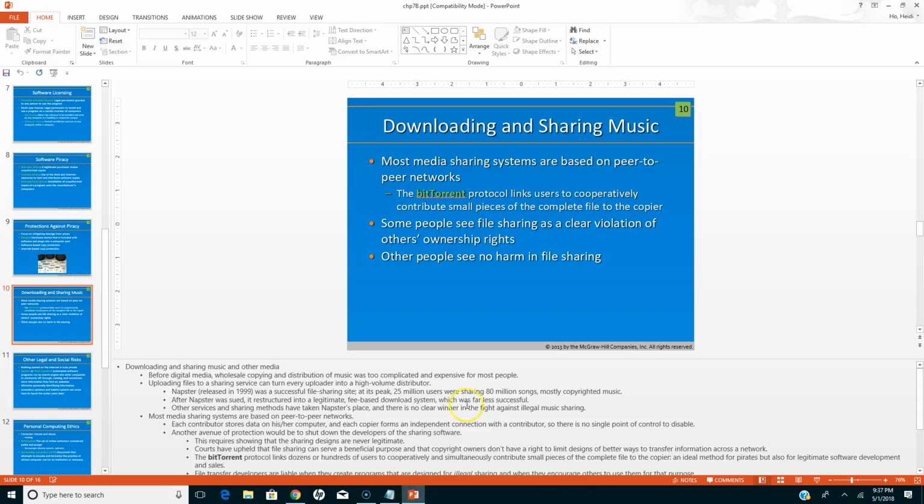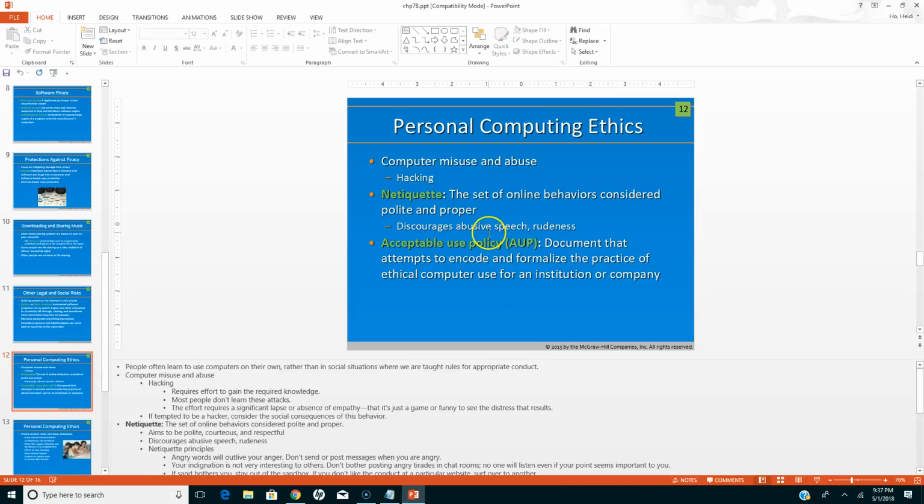Okay, acceptable use policy. An acceptable use policy is a document that attempts to formalize the practice of ethical computer use for an institution, school, or company. When I signed a contract with South Texas College, all employees, faculty, and staff are required to sign paperwork that the computers and any network resources in the school must be used for school-related purposes. They cannot be used for personal use. However, some people still use them for personal reasons, but only for a very limited amount of time.